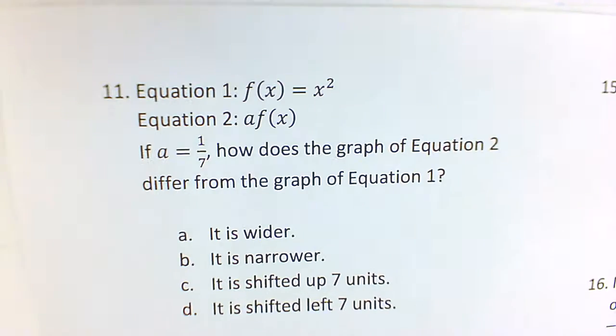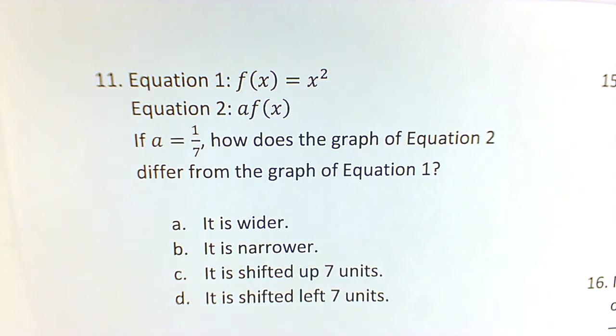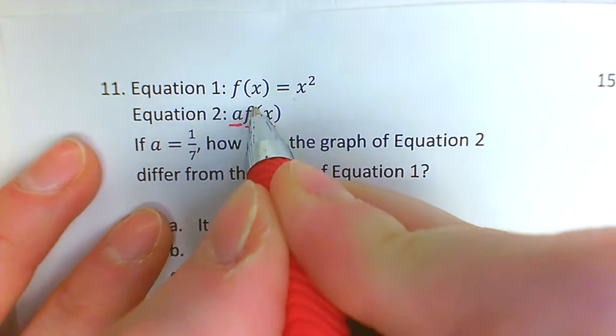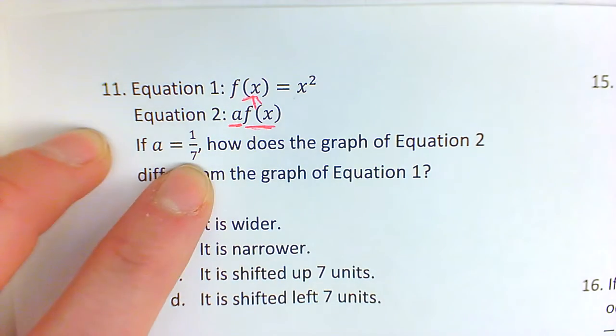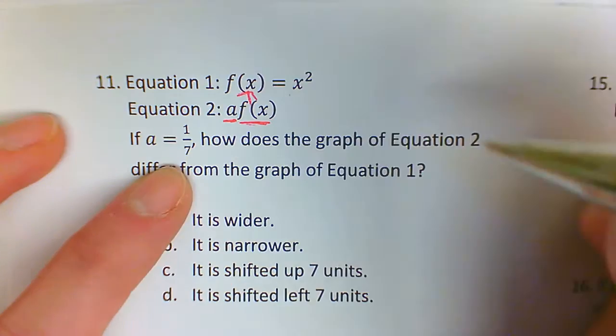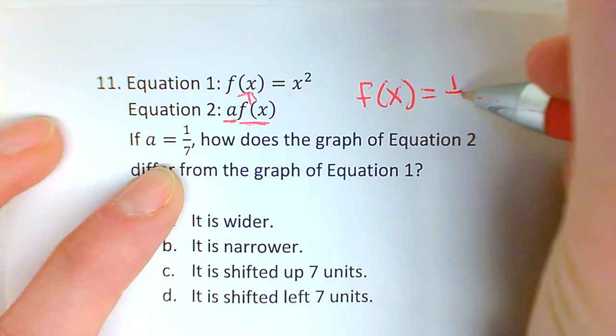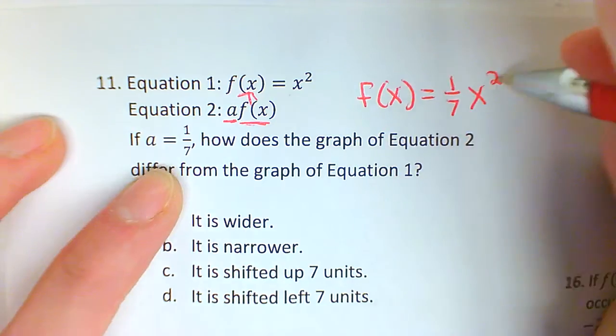Move over to number 11. This is the same type of question. I've got the parent function again, and they're saying a times that parent function, which is right above us. Now this time they gave us a as 1/7, so what they're telling me is that f of x is now equal to 1/7 x squared.